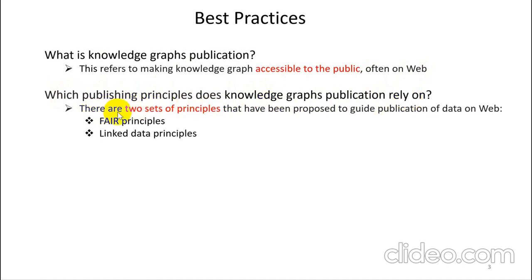The answer is there are two sets of principles. The first is the FAIR principles and the second one is the linked data principles. Now let us discuss the first set of principles.